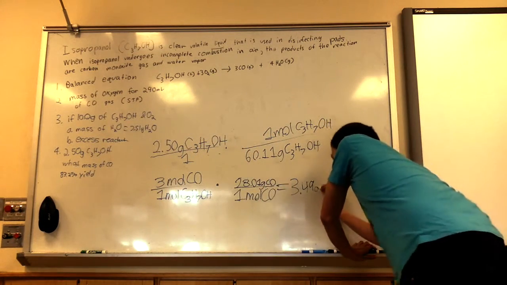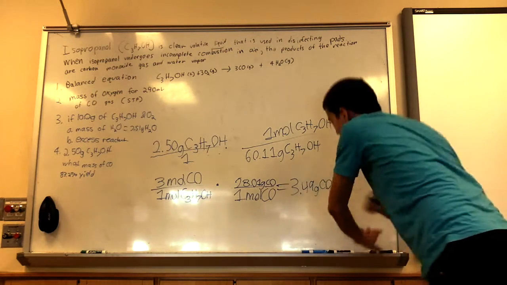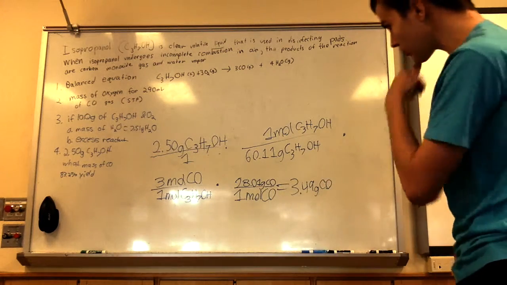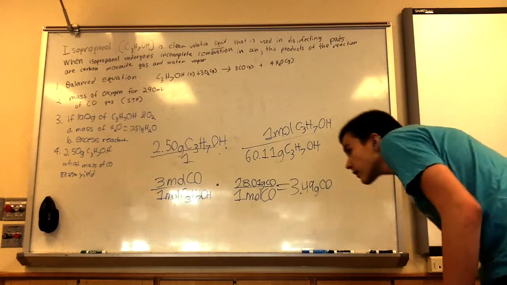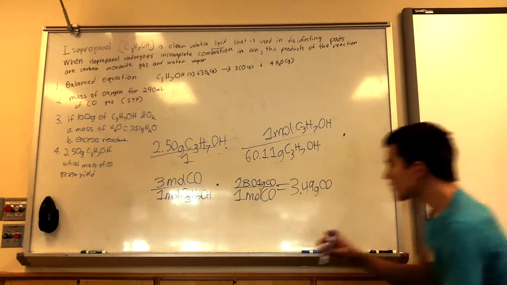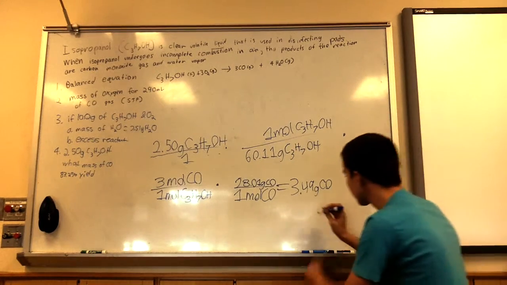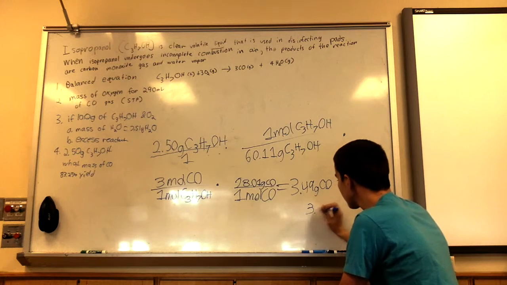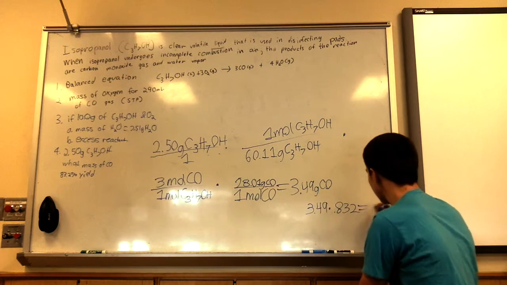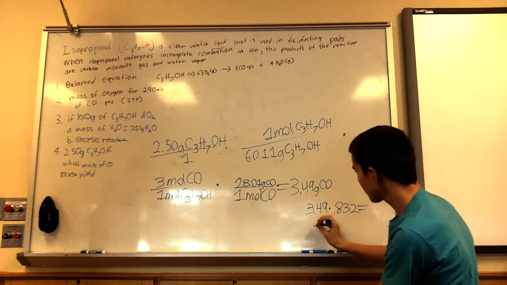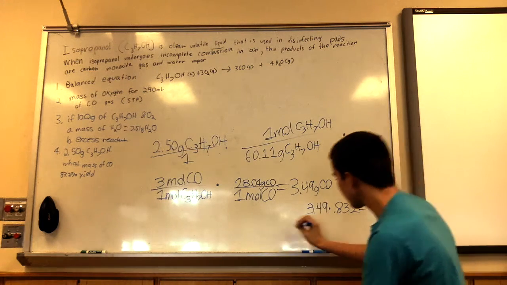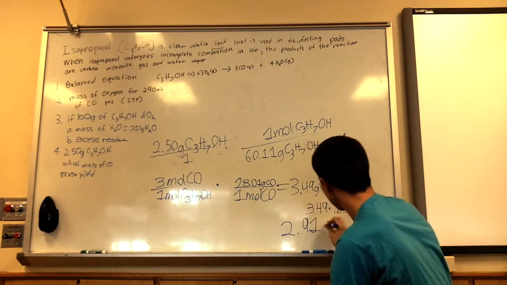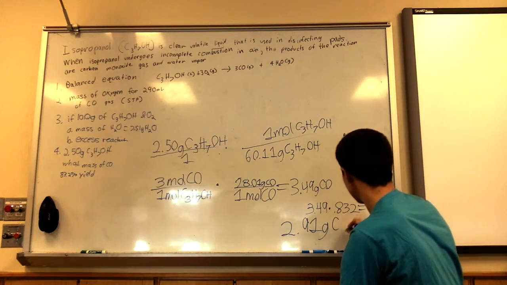3.49 grams. However, this is the theoretical, and the actual yield is only 83.2% of that. So we need to multiply our theoretical by 0.832 to get our actual yield, which is 2.91 grams of CO.